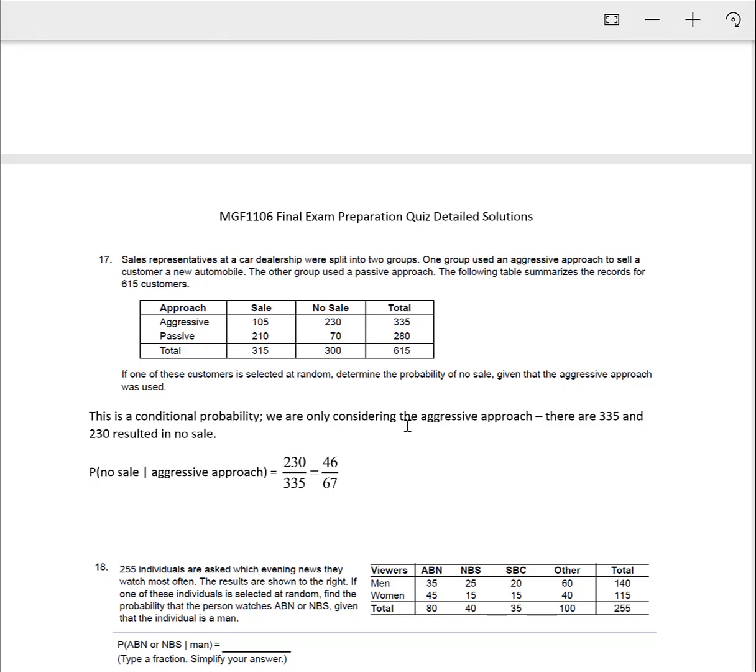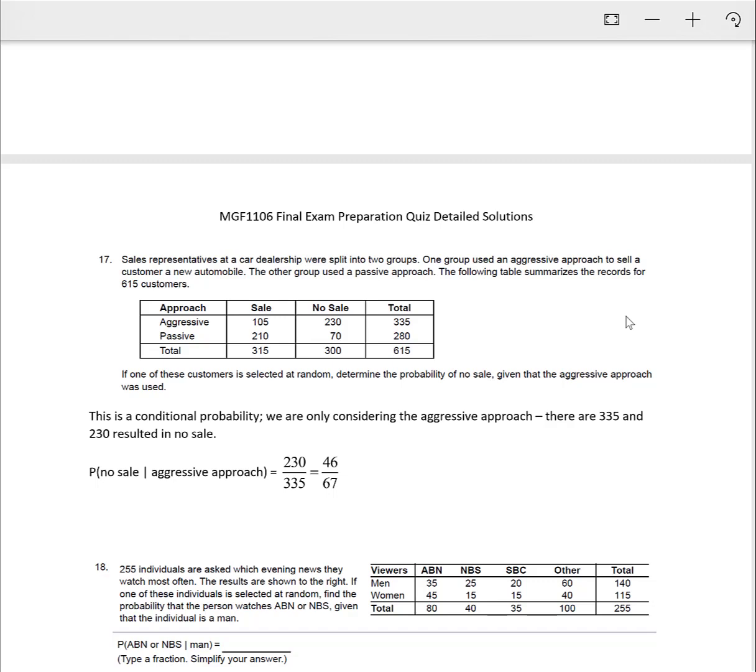This is a conditional probability question, a similar type of table. We've got sales representatives at a car dealership split into 2 groups. One group used an aggressive approach to sell a car, and the other group used a passive approach. If one of the customers is selected at random, determine the probability of no sale given the aggressive approach was used.